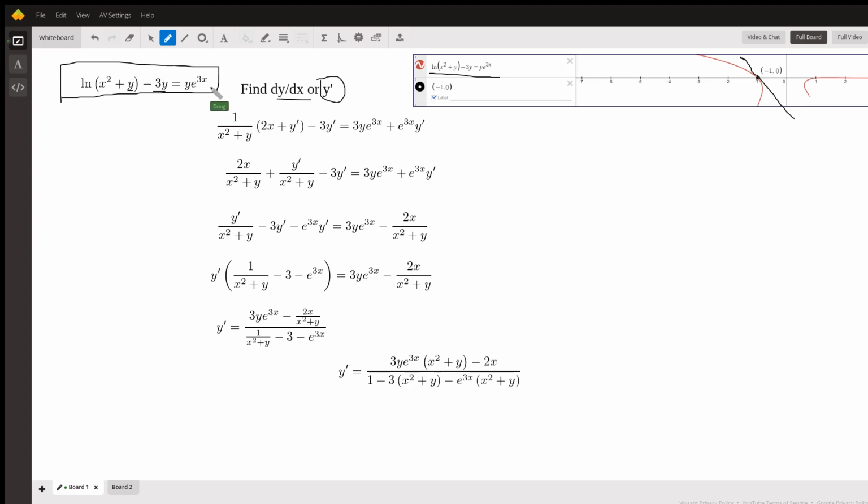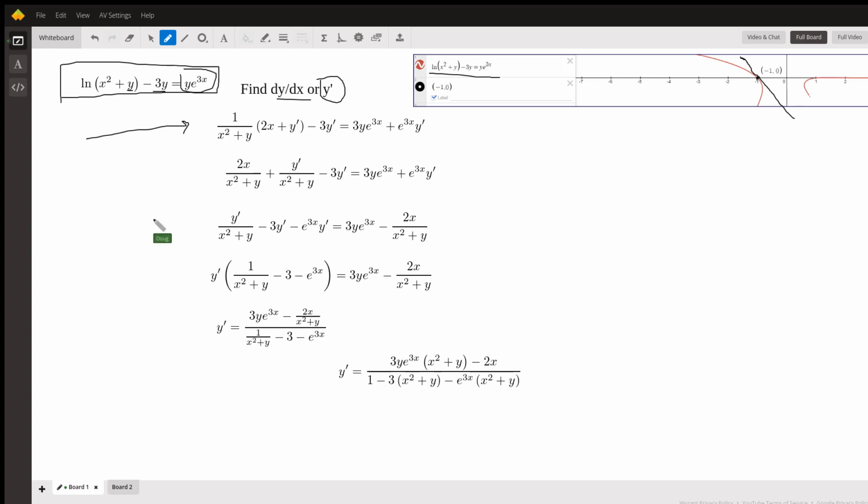And over here, you have to use the product rule. So the first function times the derivative of the second. The derivative of the second would be 3e^(3x), plus the second function, e^(3x), times the derivative of the first. So there's what you get after doing implicit differentiation with respect to x.